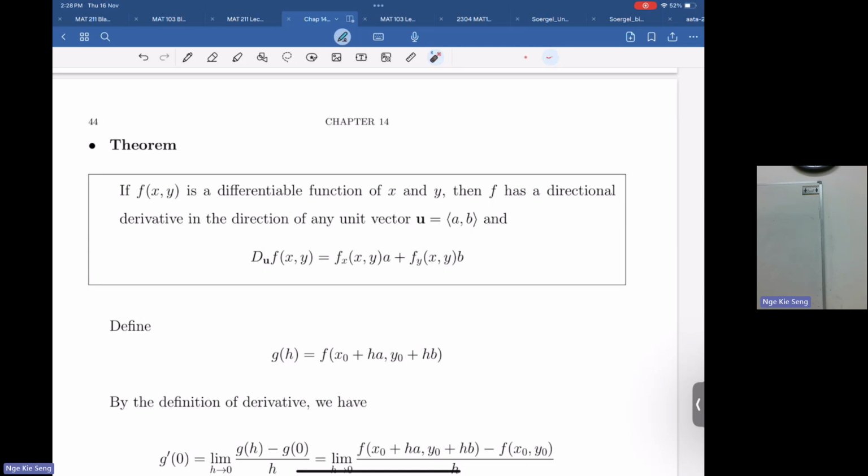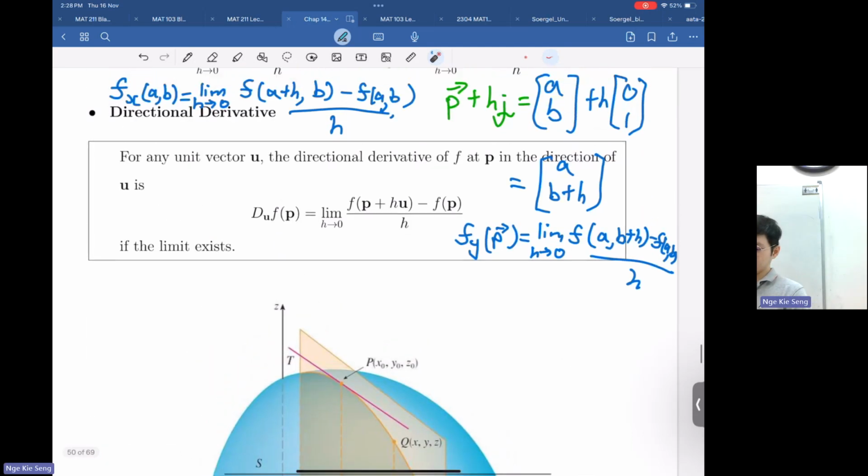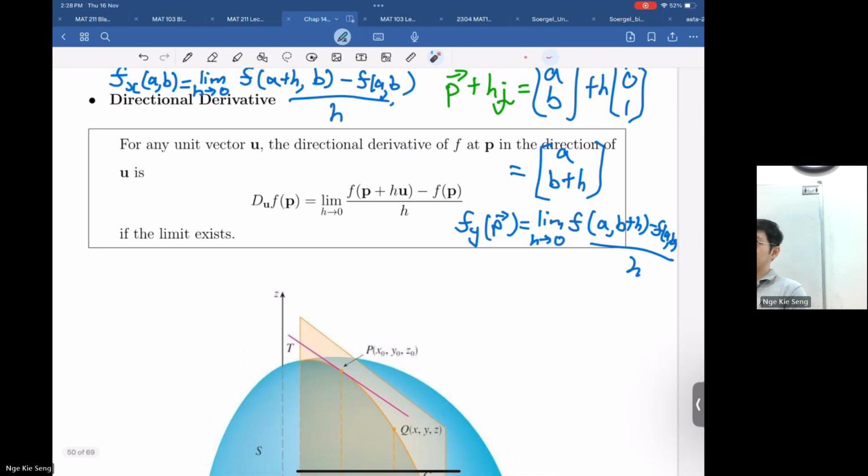You have to start with a differentiable function first, so that I can differentiate your function, and then f has a directional derivative in any direction u. As long as your f is differentiable, then I can find any directional derivative for you. How to find it? Is the directional derivative a function or a number? It is a function and it is a number.